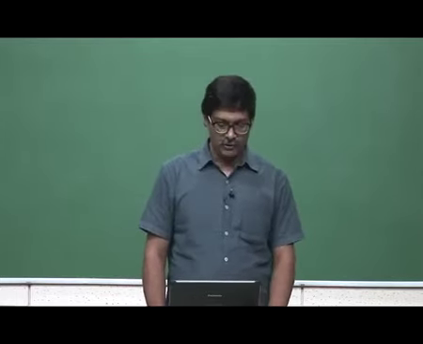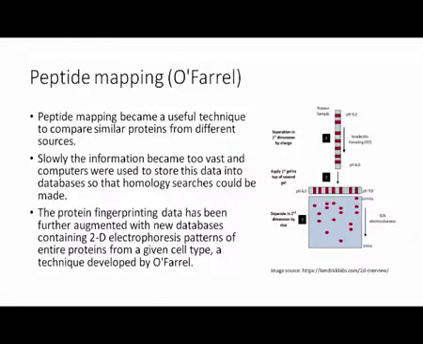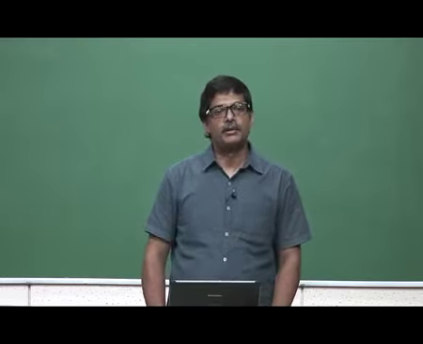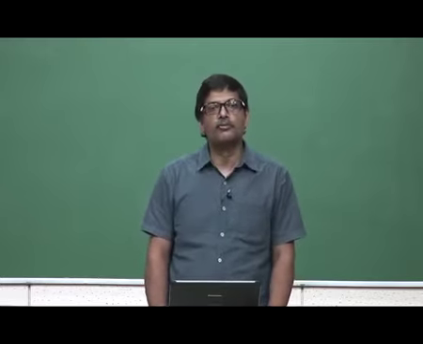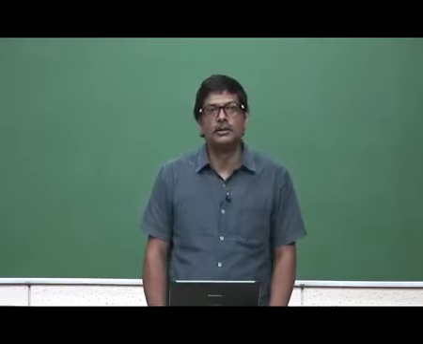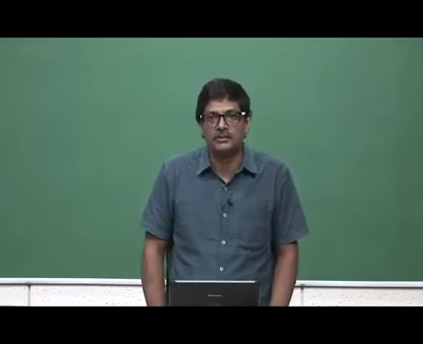So, peptide mapping became a useful technique to compare similar proteins from different sources. So, for example, if you get proteins from milk and if you get proteins from dal or soya bean, what are the differences between these proteins? You can get the differences by doing this peptide mapping. And as I said, there are about 30,000 proteins at a time present in your cell. So, if you want to map all the 30,000 proteins, it will be a humongous task.